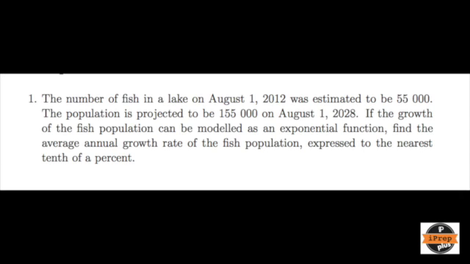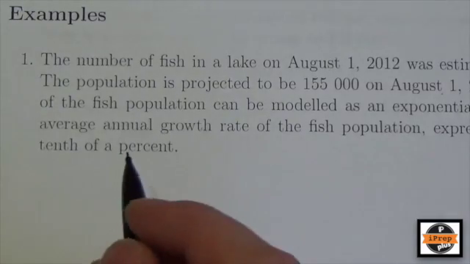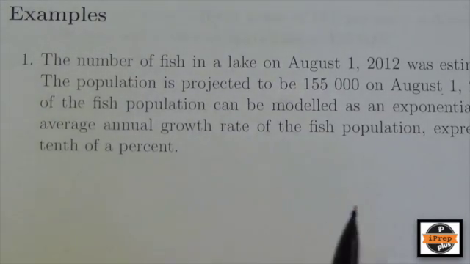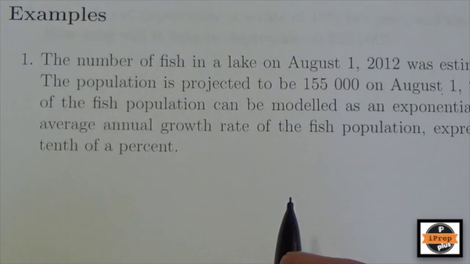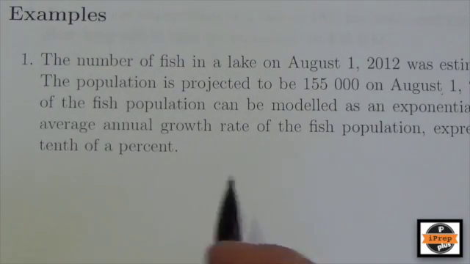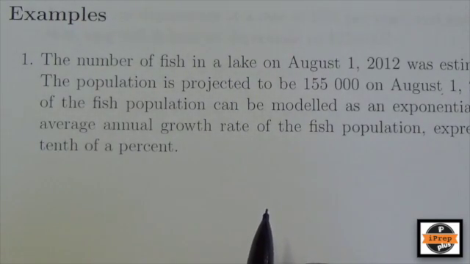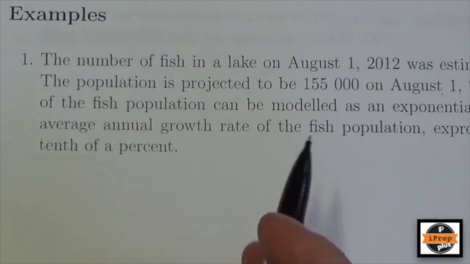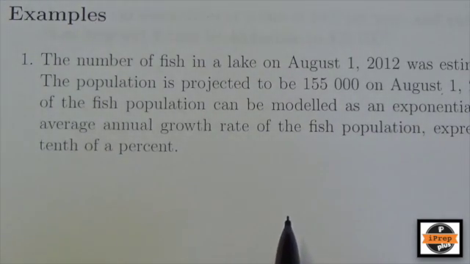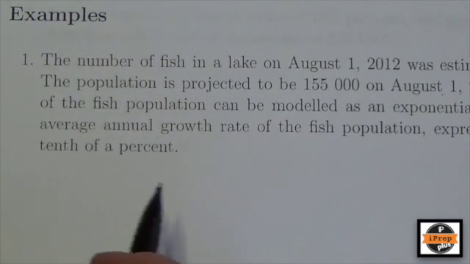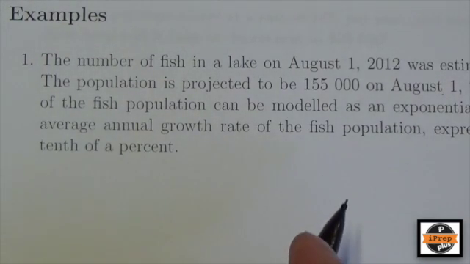Example 1. In this question, we read that the number of fish in a lake on August 1st, 2012 was estimated to be 55,000. The population is projected to be 155,000 on August 1st, 2028. If the growth of the fish population can be modeled as an exponential function, find the average annual growth rate of the fish population expressed to the nearest tenth of a percent. So here we go.